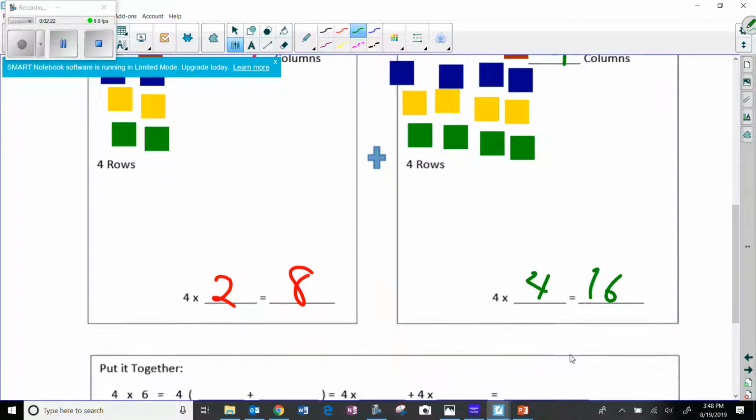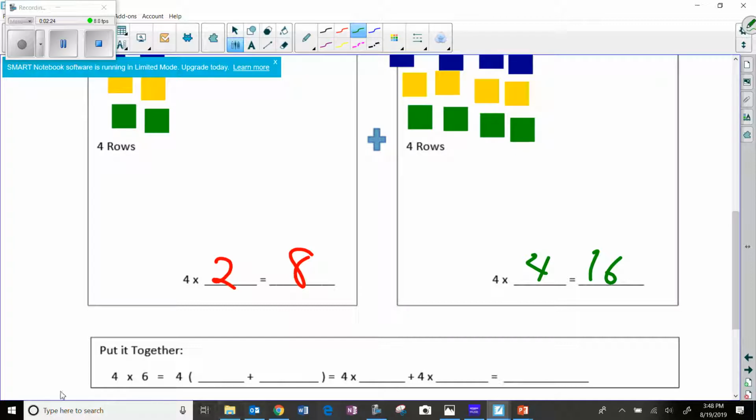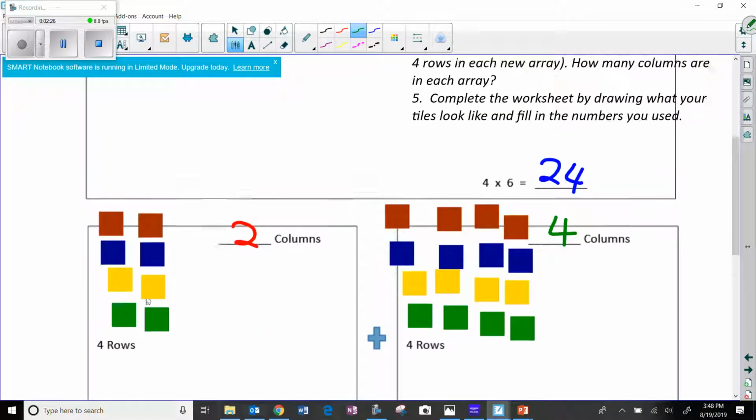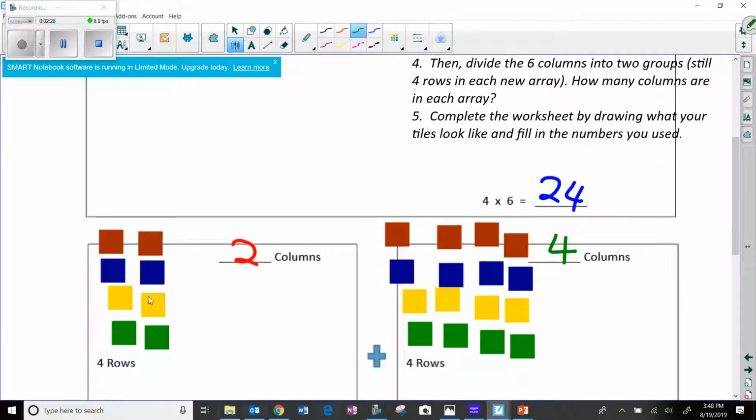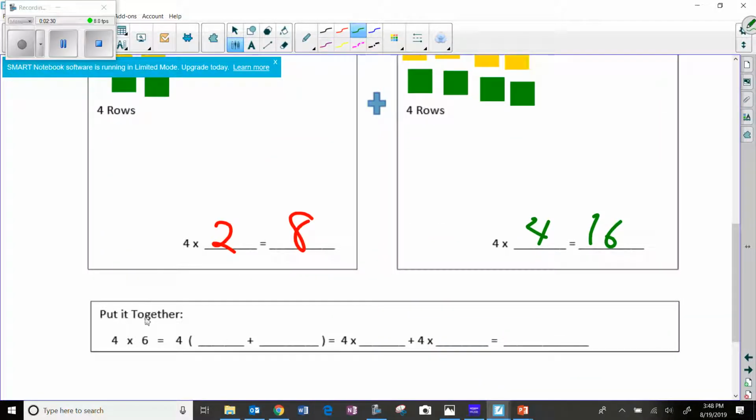Okay, now let's put it all together. All right, this 4 times 6 represents that original array I have up here. And we decomposed this 6 into 2 different arrays. We did one that had 2 columns. Remember that? And then the other one had 4. So this 2 and this 4 together add up to be our 6. That's where this came from.